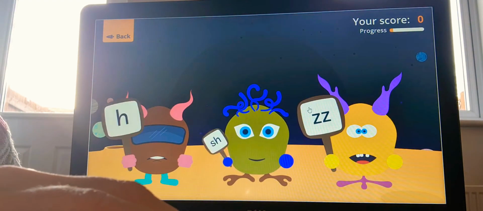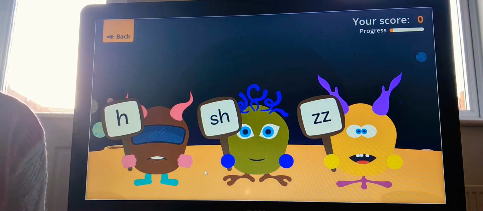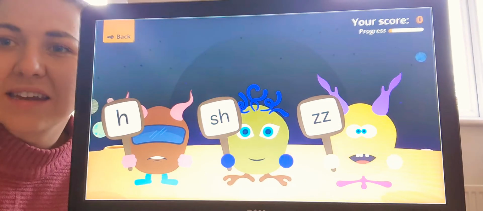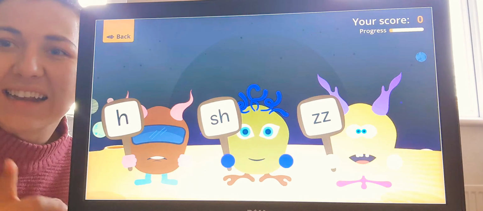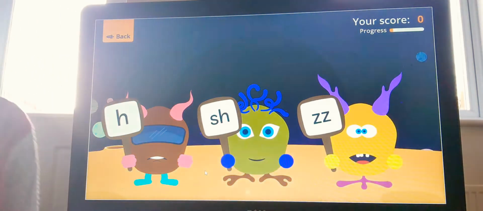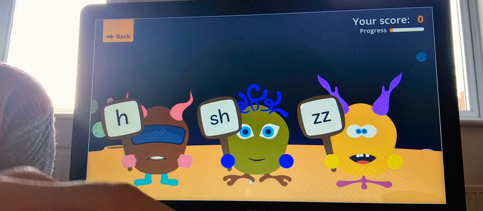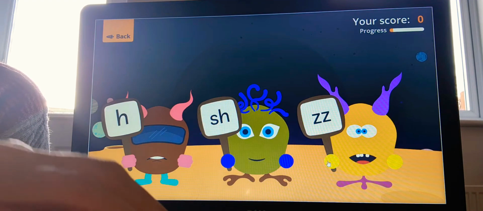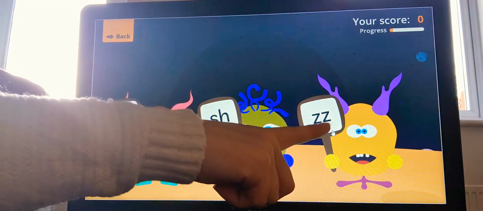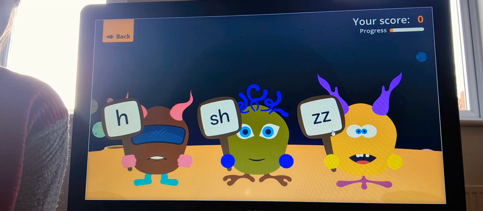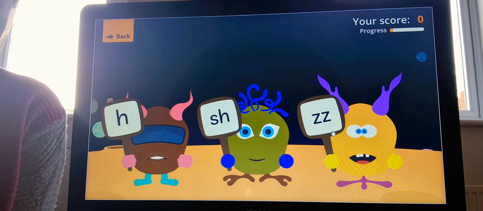Click on the alien that shows. So did you hear that, everybody? It said zzz. Can you write it? Zzz. Where is zzz? Can you see it? There it is. Did you all write zzz?